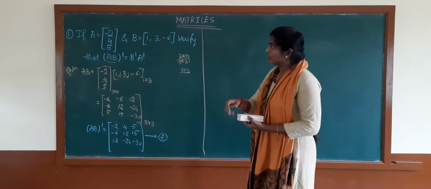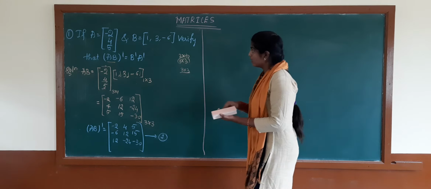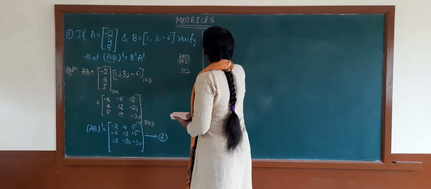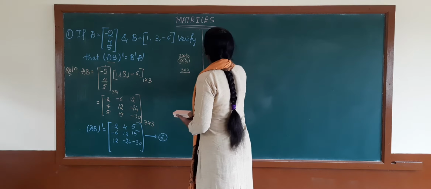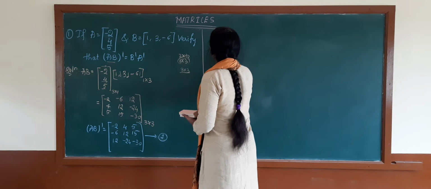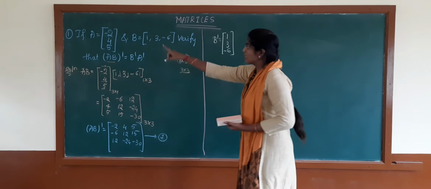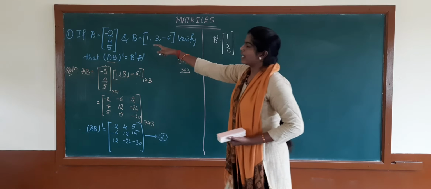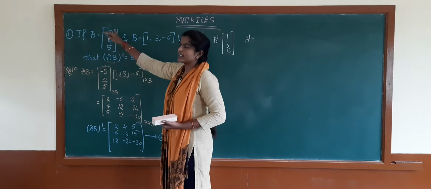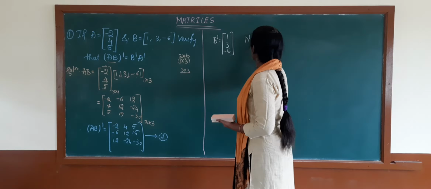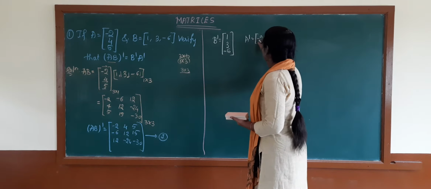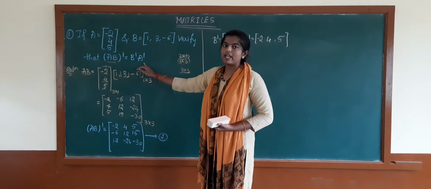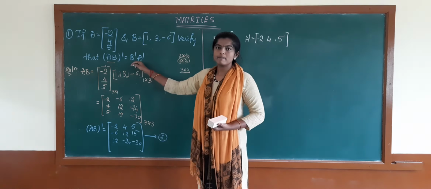So if you transpose B, here it is 1, 3, 6. So B transpose is equal to 1, 3, minus 6. Similarly, A transpose we also have, that is, minus 2, 4, 5 is in the column, so it is converted into a row matrix, that is minus 2, 4, 5. Then we have to calculate this part, that is the RHS part.